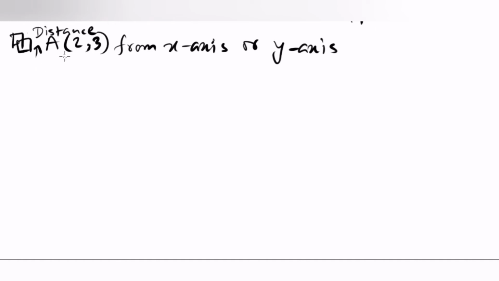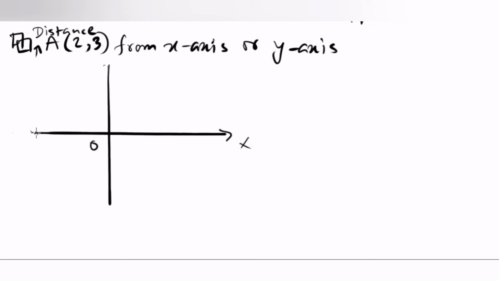Let me tell you something. Let me show you on the graph paper. So a demo graph is coming here. So x prime and y prime. The point is (2, 3). So this is 2, which means the abscissa is 2 and the ordinate is 3. So this is the location.